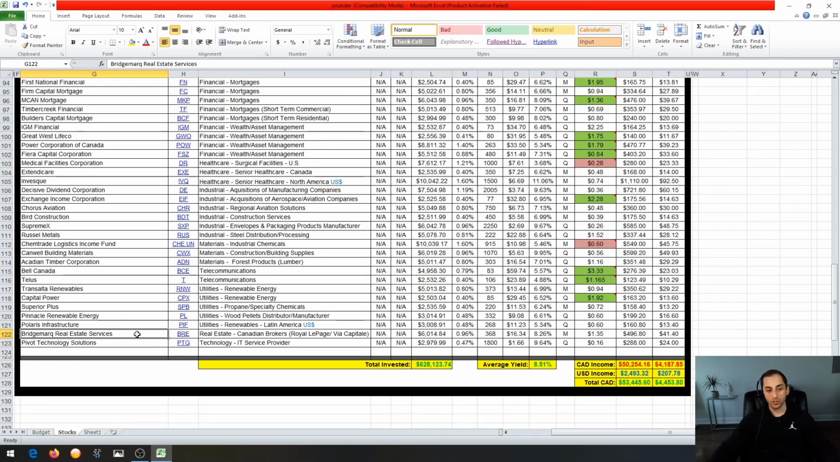Bridgemark Real Estate Services. So this is a company that owns three famous or big Canadian brokers: Royal LePage, Via Capital, and there's a third one. So the only company I have that has to do with real estate that's not a REIT is basically this one. And last but not least, it's a small technology or IT service provider. It's called Pivot Technology Solutions, and they give a pretty nice dividend.